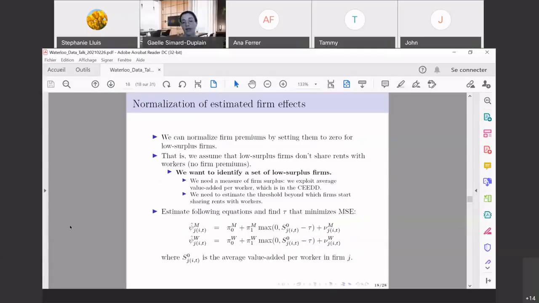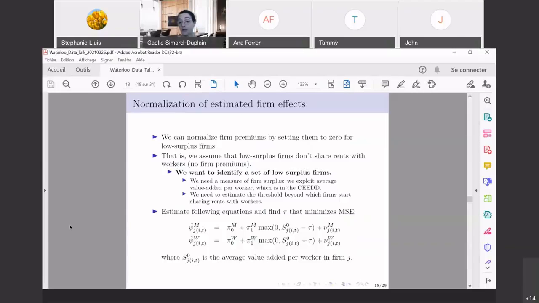And as I mentioned, we also have to normalize the estimated firm effects, right? So when we estimate separately the wage equations for men and women, we get sets of firm effects that have meaning only relative to a reference set of firms. So what we need is to normalize that set of firms so that we can compare the firm fixed effects across men and women. So we're going to assume that low surplus firms don't share rents with workers. And so for those firms, the firm premiums should be 0.